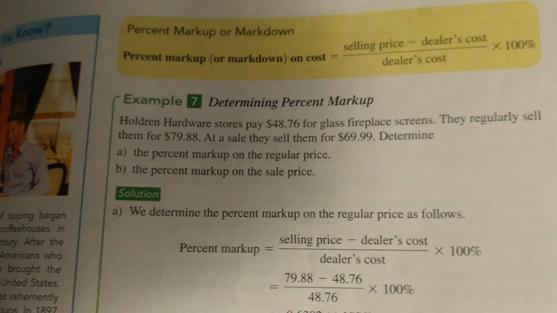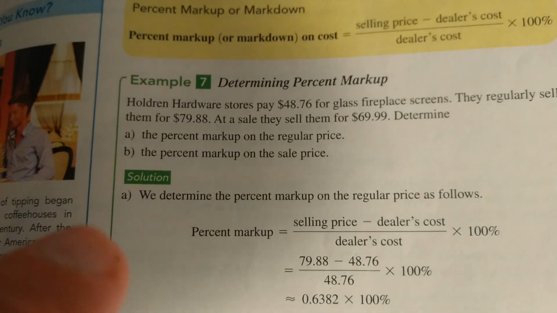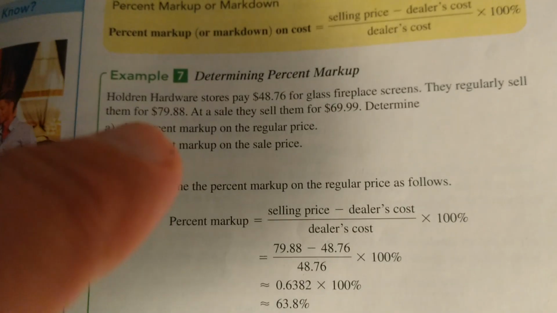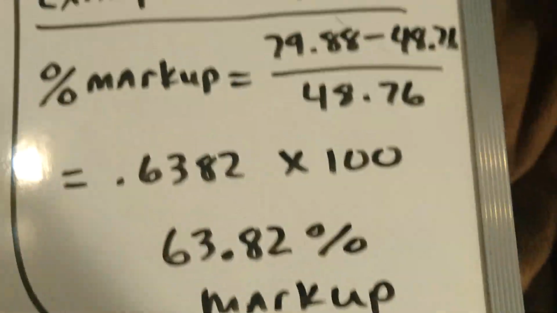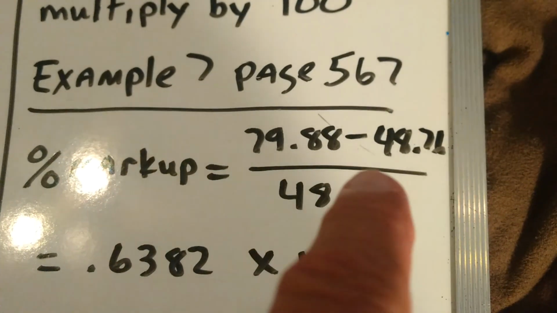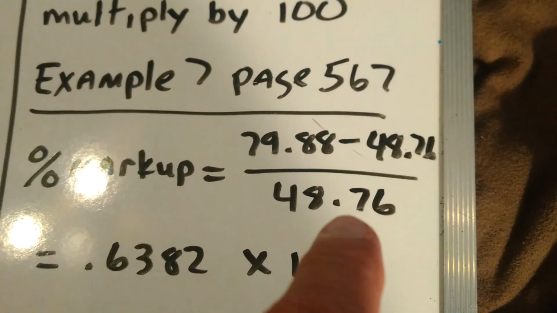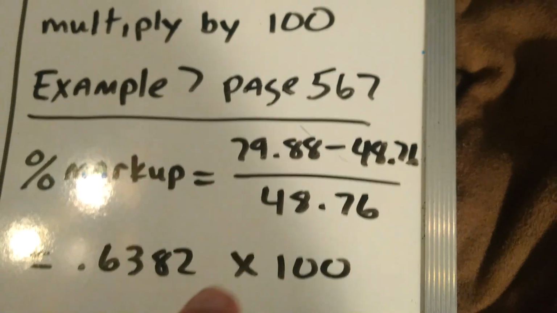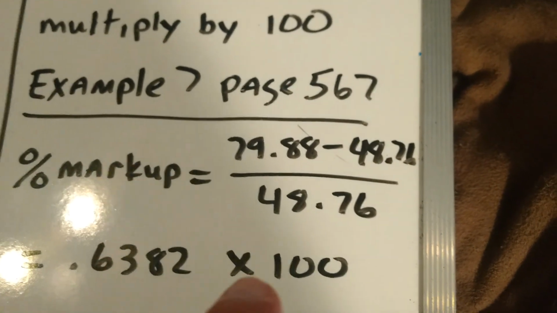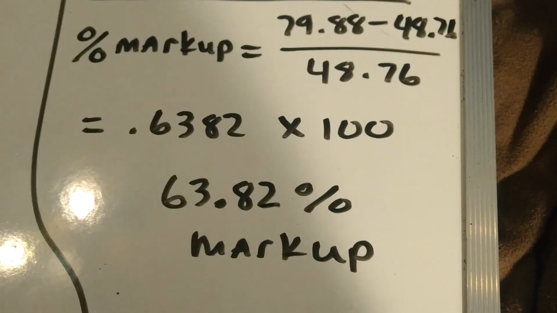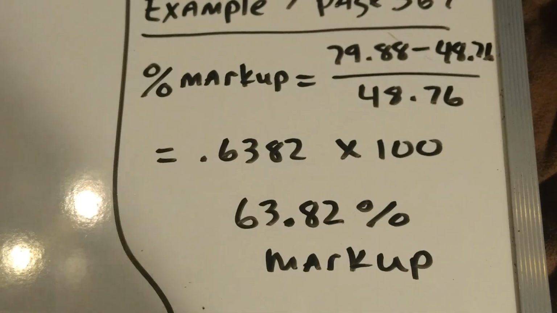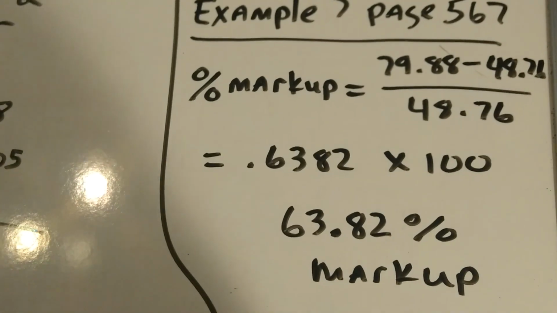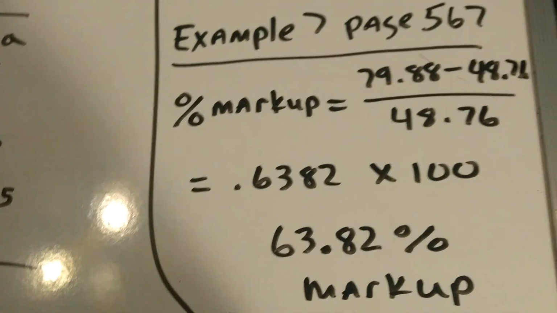Well, if we look at this right here, this is what they regularly sell for. This is what they pay. So you can see that we're going to take that 79.88, subtract 48.76 from it, divide by 48.76, we get 0.6382 times 100, and we get 63.82% markup. There's almost a 64% markup on that particular item.